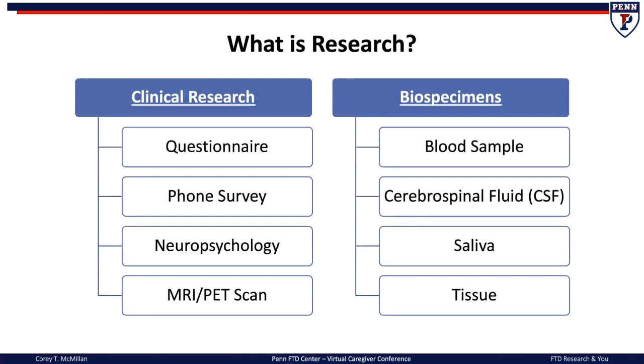We consider research that falls into two different categories. One is clinical research that can involve things like questionnaires, phone surveys, participating in neuropsychological or cognitive testing, or participating in imaging studies like MRI scans or PET scans. We can also think of research as biospecimens. This involves collecting biofluids like blood samples, cerebral spinal fluid through a lumbar puncture, saliva where we can collect DNA, and tissue, which can either come from autopsy or skin.